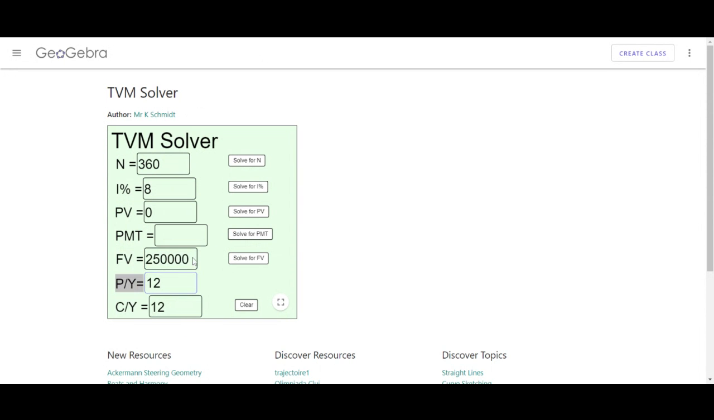Both of these are 12. So now let's solve for PMT. Click on it. We get negative $167.74. I know it's negative, but again, the negative just indicates the money is a cash outflow. It's leaving you. That's all the negative is telling us. So the answer would be $167.74, which is what we got from the formula.